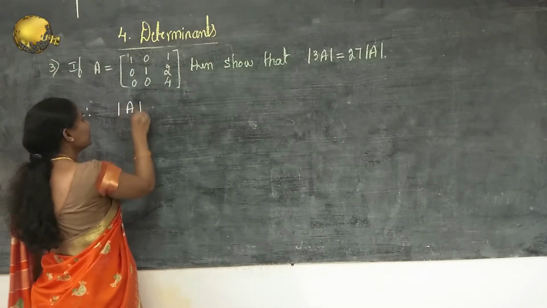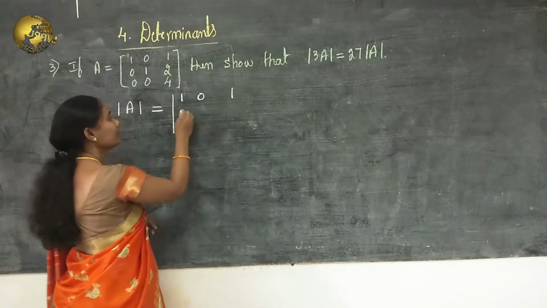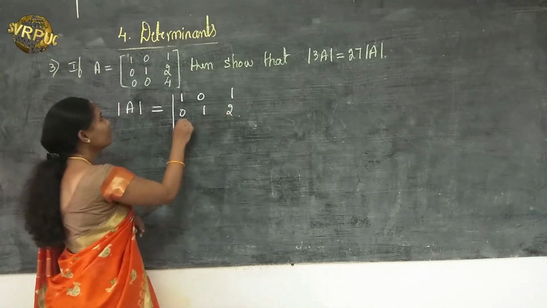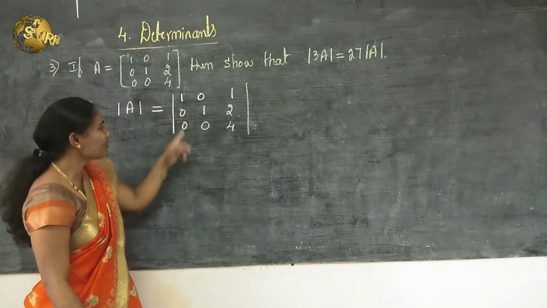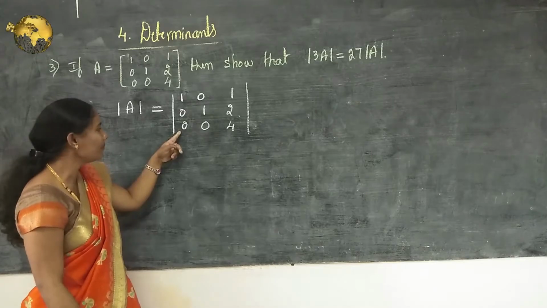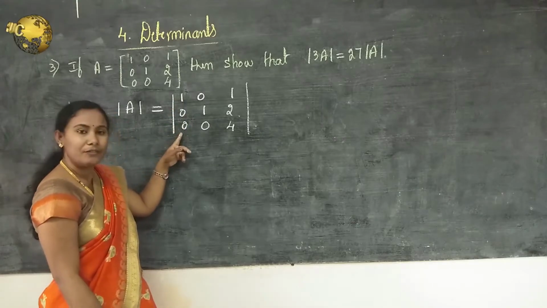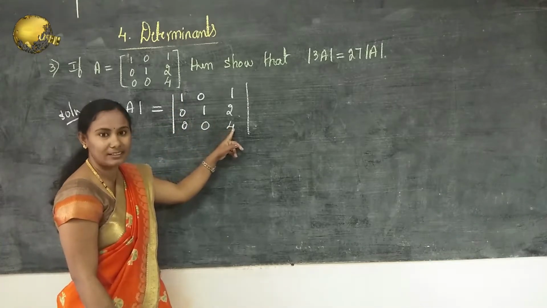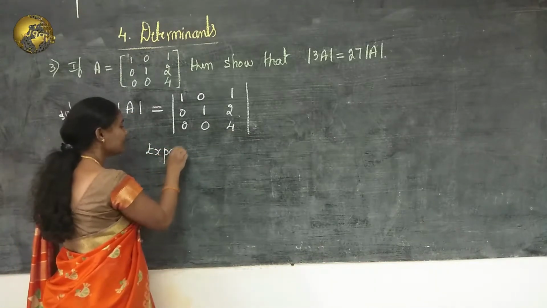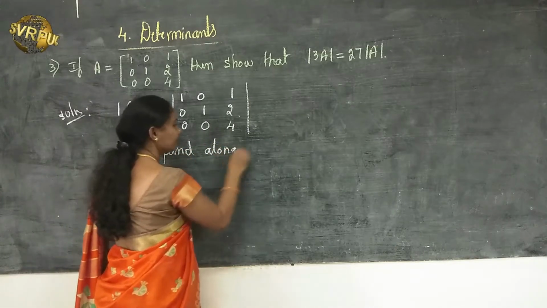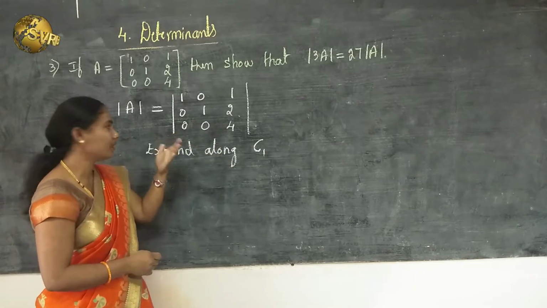So, determinant of A is equal to the determinant of 1, 0, 1, 0, 1, 2, 0, 0, 4. See here the elements: there are more zeros in either the first column or the third row. So I can expand along either the first column, C1, or row 3. I expand along C1, column 1. We will get the same value, so we can expand along any row or any column.